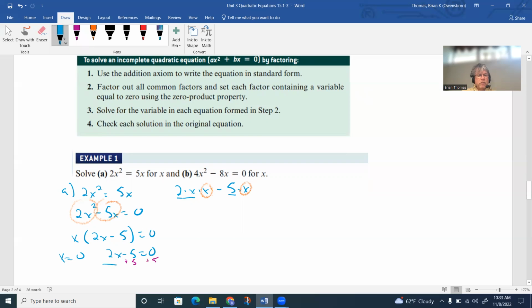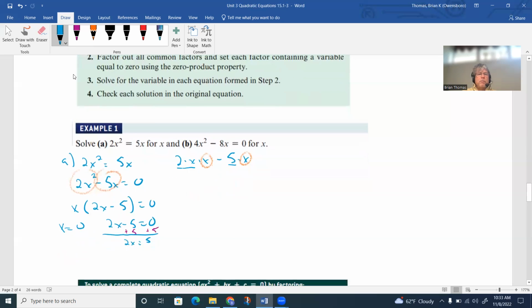And this gives us then 2x is equal to 5. And then we have to divide both sides by 2 to get the x by itself. And that would give us then x equals 5/2. So that would be the two solutions. So 0 and 5/2 would be the two solutions.